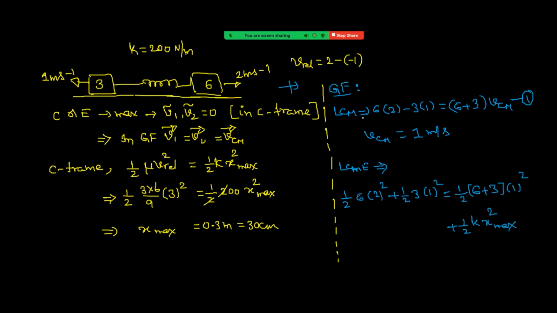So if you solve from the ground frame, writing LCM, finding VCM, next taking the law of conservation of mechanical energy, writing the energy equation, we have two equations. Here directly in one single step we can write half mu v relative square equal to half k x square, right? Let us take one more problem.